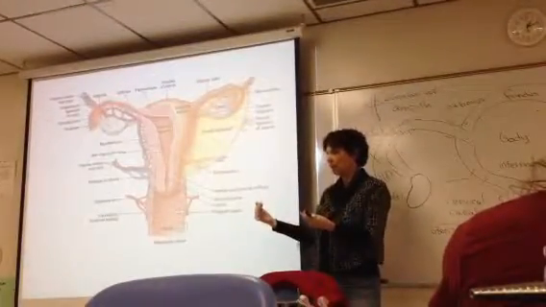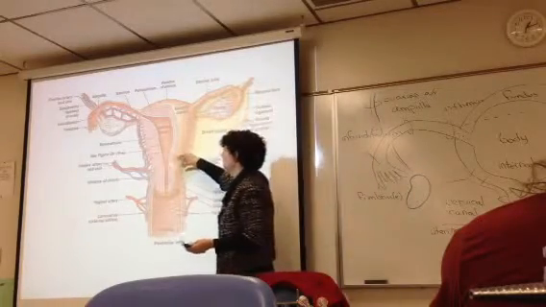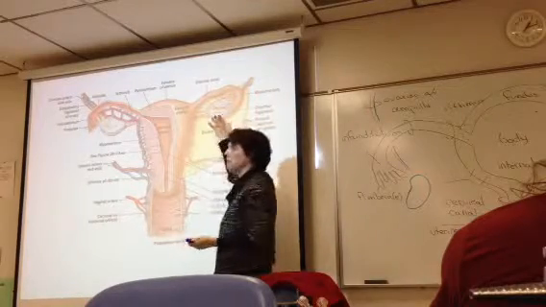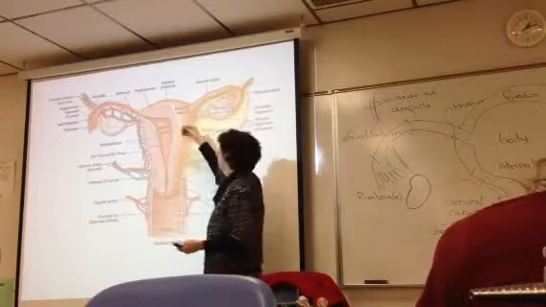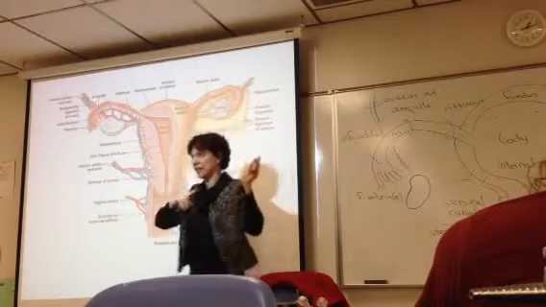So the mesentery of the colon in the digestive tract is called the mesocolon. A double sheet of peritoneum for the uterus is called a mesometrium. For the ovary, a mesoovarium. For the oviduct, mesosalpinx. There's that word salpinx again.